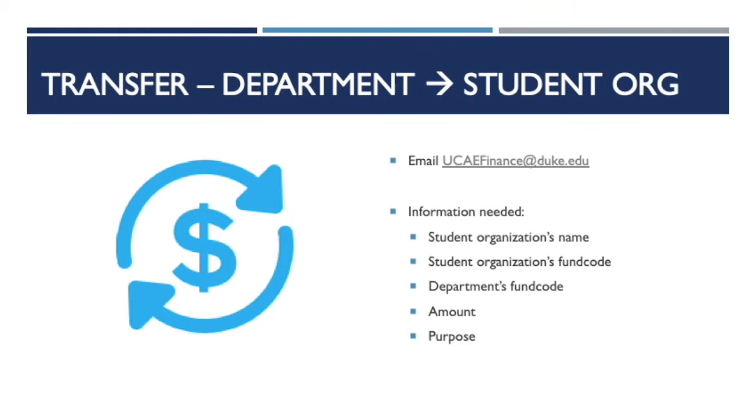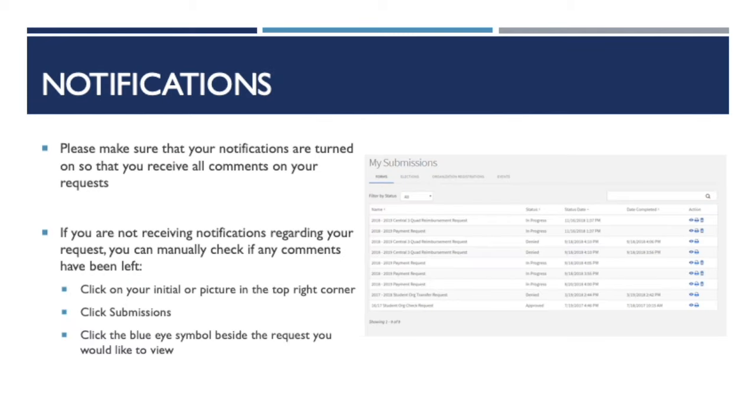If a department would like to transfer funds to your student organization, they must email ucaefinance@duke.edu with the student organization's name, fund code, their department's fund code, the amount, and a brief description of why they are contributing funds to your group. Once the transfer has been completed, our office will let them know the document number for their records. All transfers must be initiated by the UCAE Business and Finance Office. Please do not give your fund code out to other departments.